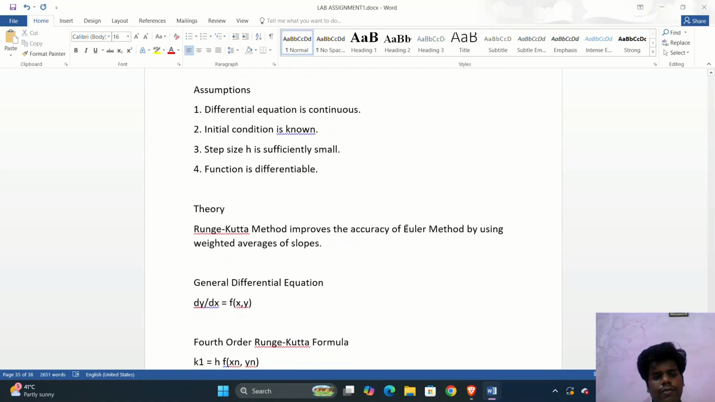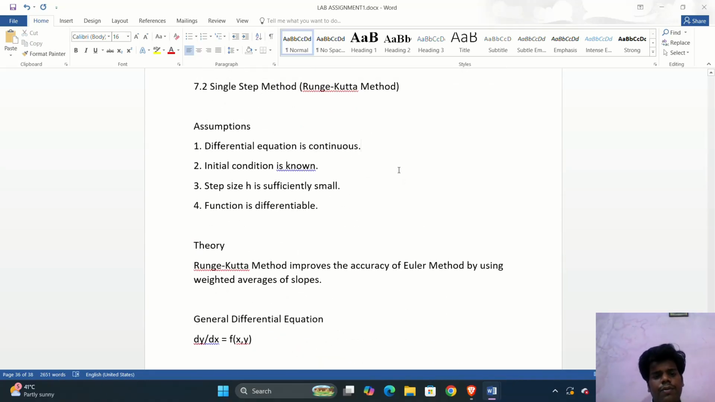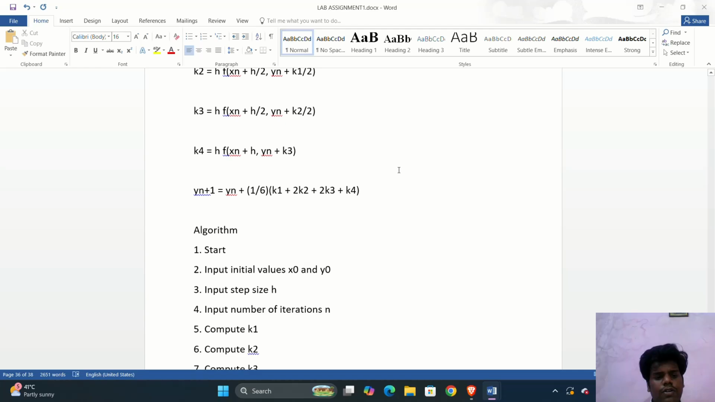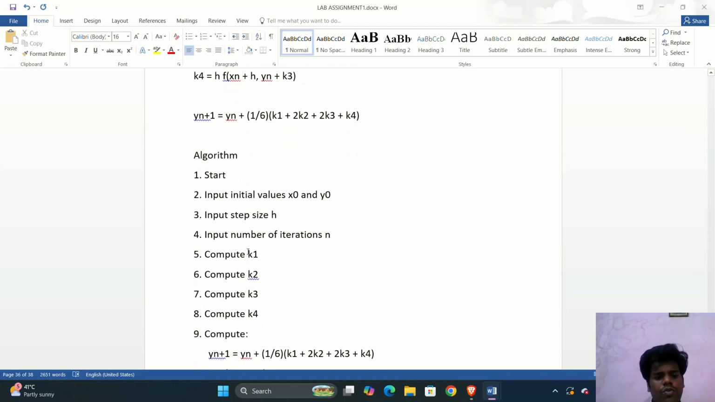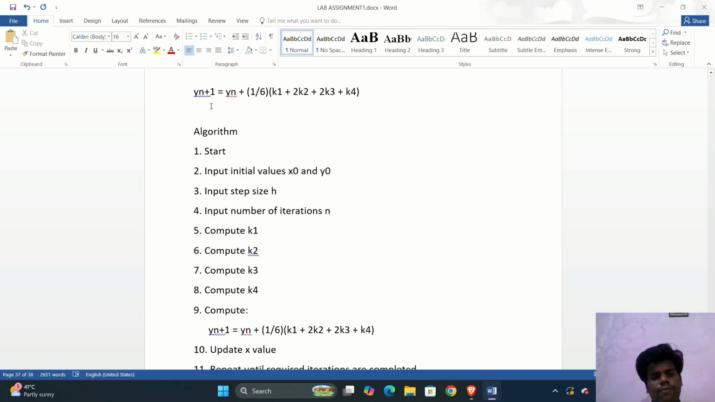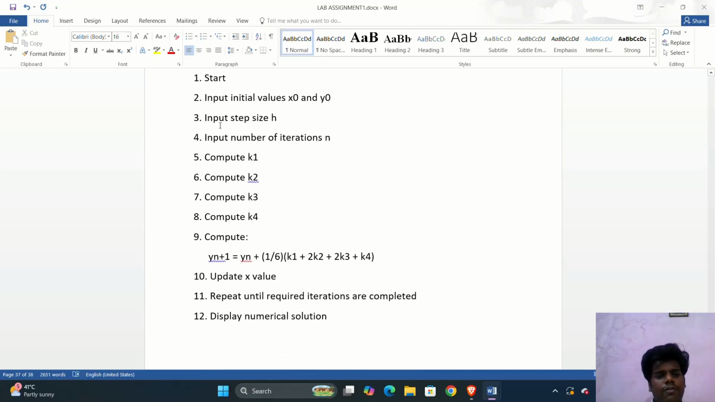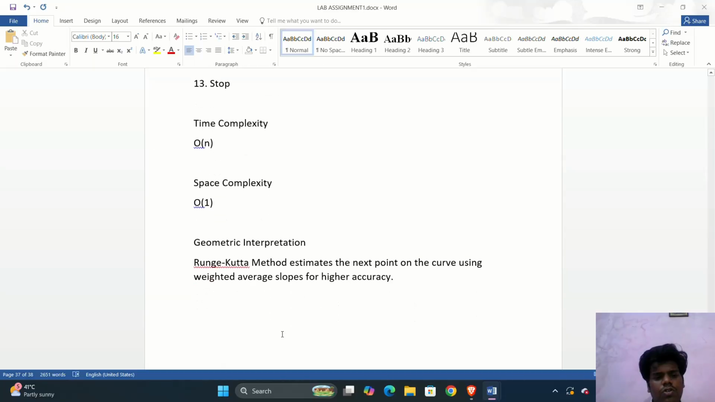And move to the 7.2 Runge-Kutta method. There we have four formulas K1, K2, K3, K4 and y(n+1). Now the algorithm: start, input the number of iterations, compute K1, K2, K3, K4, compute y(n+1), update the x value, repeat until required. Now stop. Now the complexity.